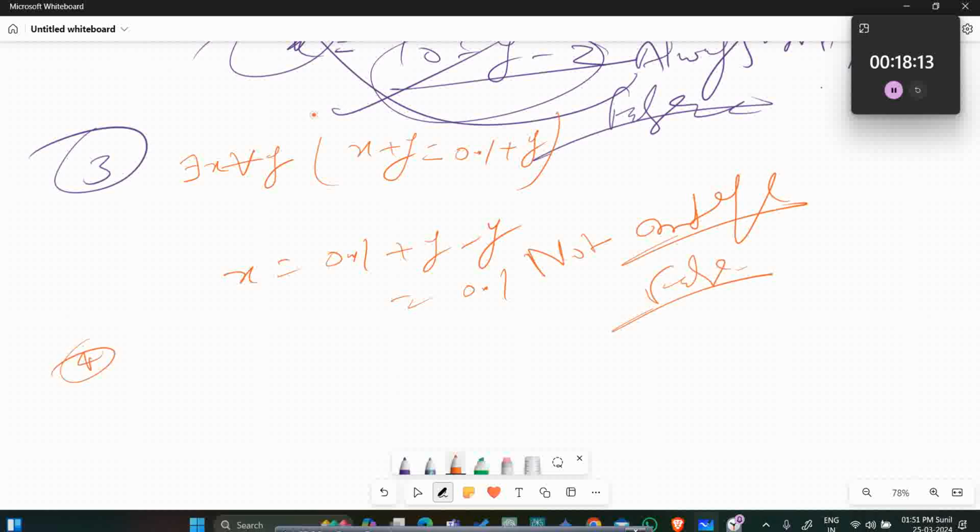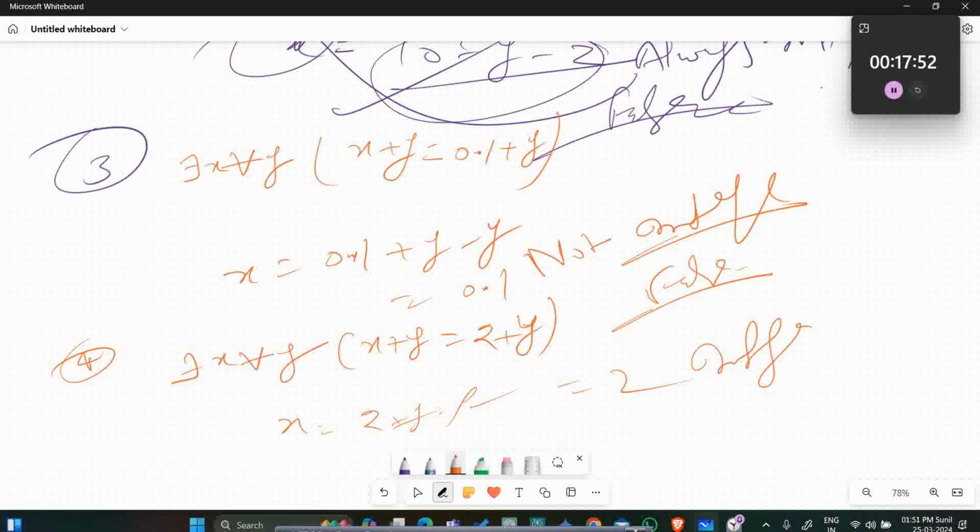Right? Fourth question is like there exists some x for all y for which x plus y is equal to 2 plus y. x is equal to 2 plus y minus y, which is 2, which is an integer. This is true.